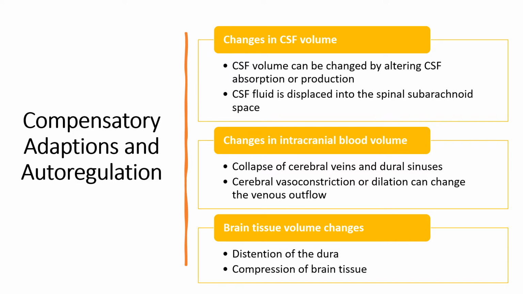And lastly, there are brain tissue volume changes. There can be distension of the dura, so that can move out a little bit. And then there's also compression of the brain tissue. So our brain can compress a little bit, which is pretty amazing. All these things can help a little bit at the time to decrease any swelling of the brain, but it's not going to happen for long. Continued rise in ICP will eventually result in compression and ischemia. So we want to care for that patient before these things cannot auto-regulate anymore.